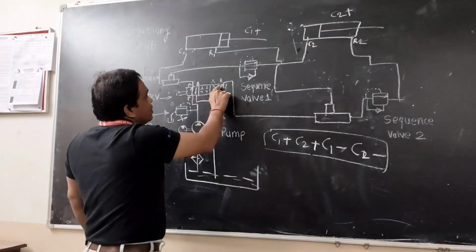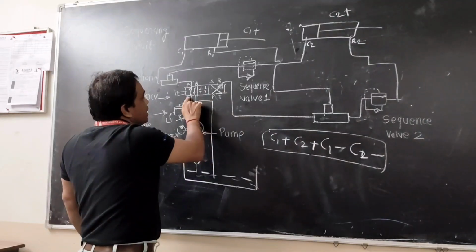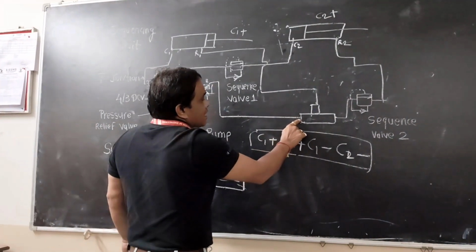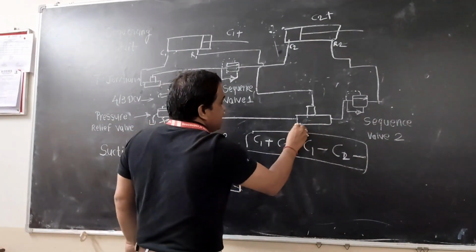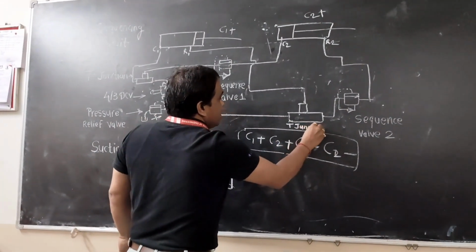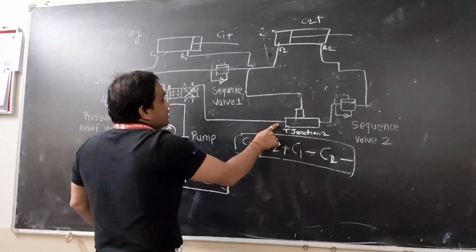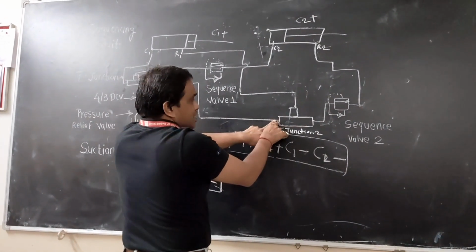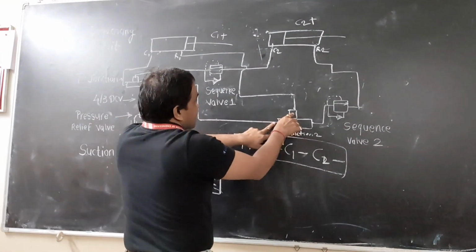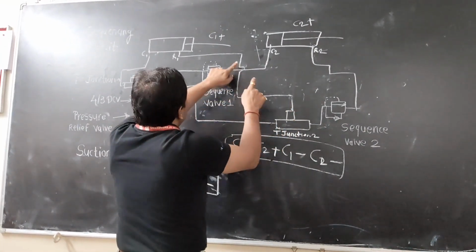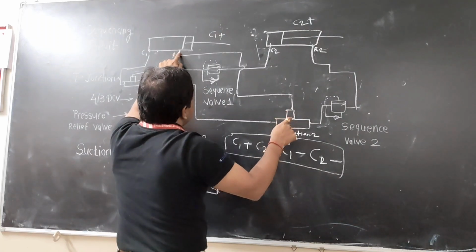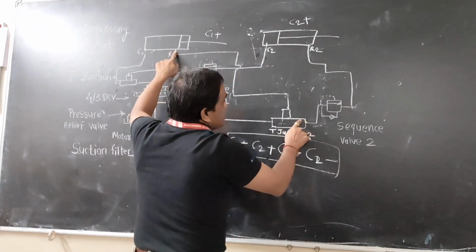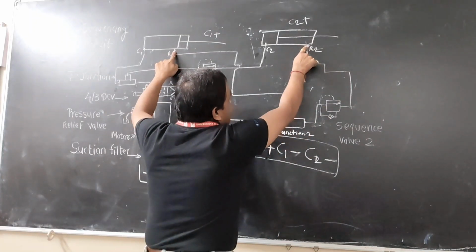Now, in the same way, the pressurized fluid we have connected to the B port, to this T junction, you can say T junction 2. One end of the B is connected to one end of the T junction, and the other end of this T is connected to the rod end of cylinder 1. The other end of this T junction is connected to the rod end of cylinder 2.